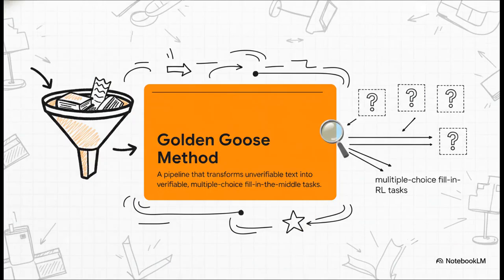So what is the Golden Goose method at its core? It's a data synthesis pipeline. It's designed to take raw, unverifiable text from sources like a science textbook or just scrapes from the web and cleverly turn it into verifiable RL tasks. And the trick is how it frames the problem as a fill-in-the-middle task, packaged up as a multiple-choice question.